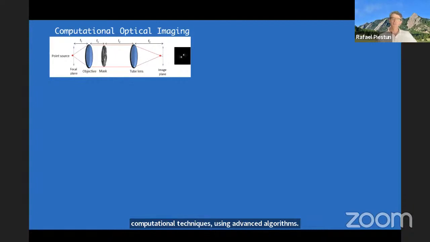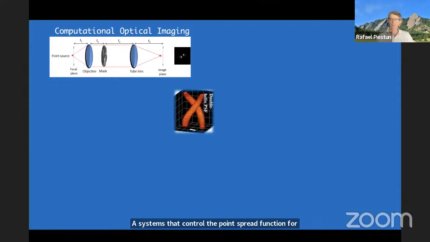So we take full advantage of the capability of controlling the illumination, the detection and the optical system using unconventional optics to produce performance of optical systems that challenge the traditional limitations. For example, as Lionel said, we've been developing systems that control the point spread function for achieving three-dimensional imaging, such as the double helix point spread function that you might have heard.